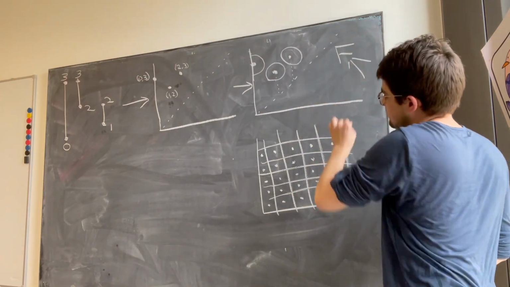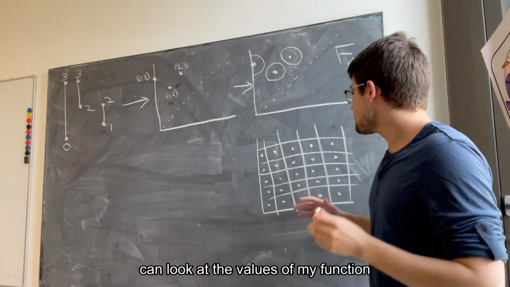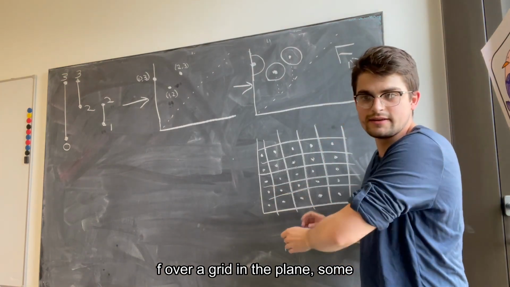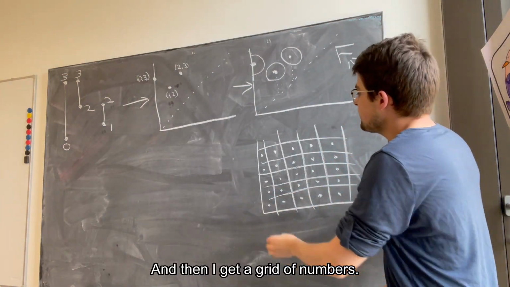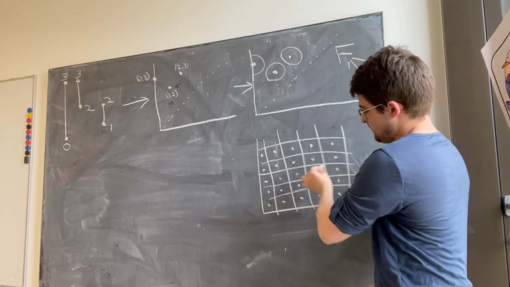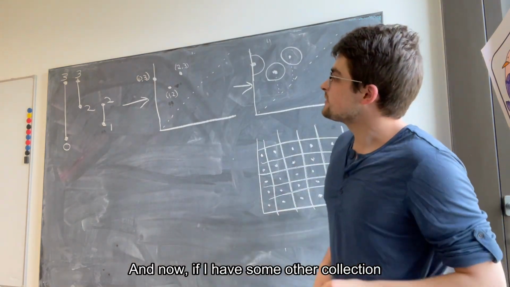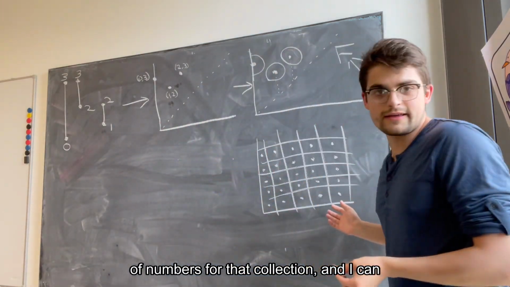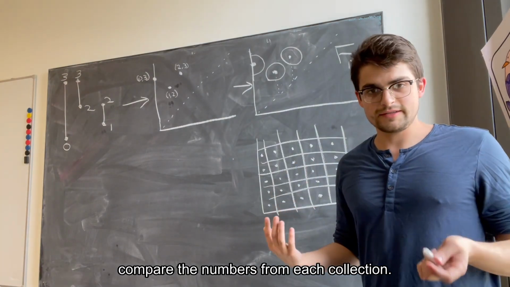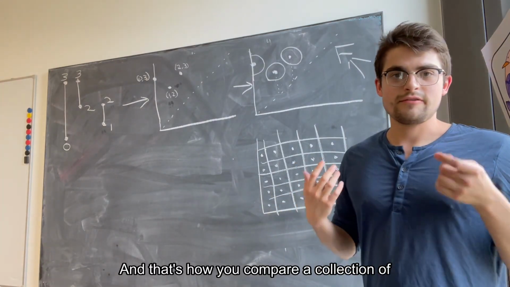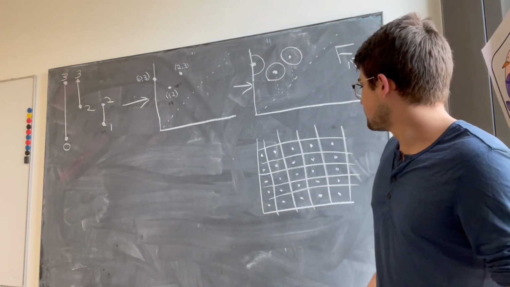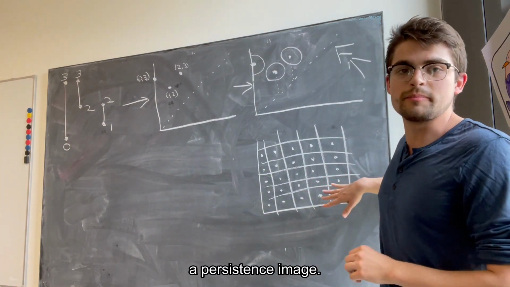And then what I can do is I can look at the values of my function f over a grid in the plane, some finite grid. And then I get a grid of numbers. And now, if I have some other collection of intervals, I can then get the grid of numbers for that collection, and I can compare the numbers from each collection. And that's how you compare a collection of intervals, or one way of doing it. And this grid over here is what's called a persistence image.